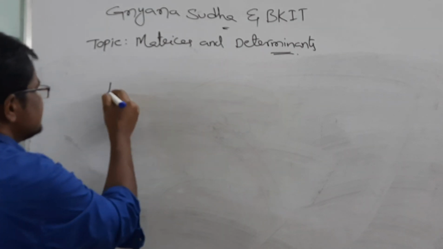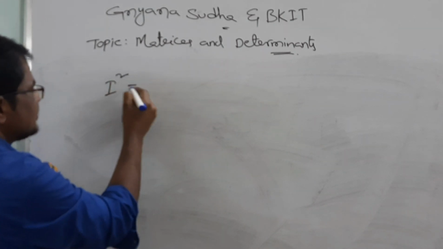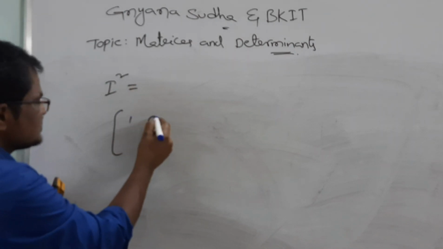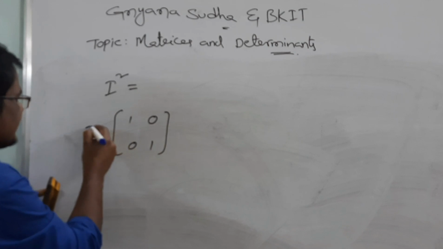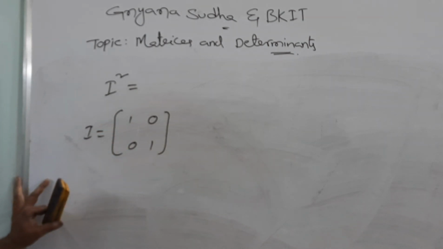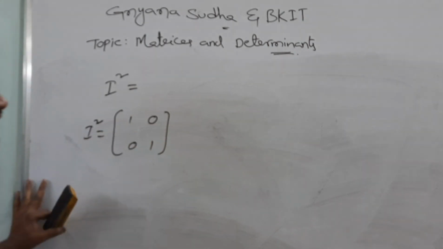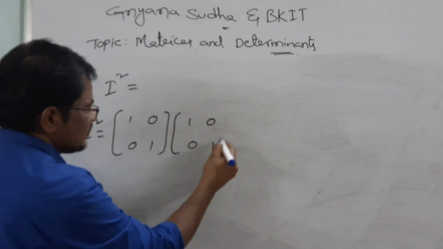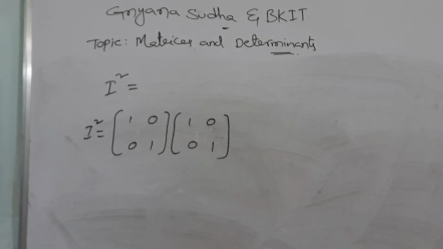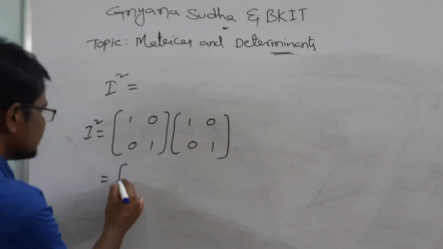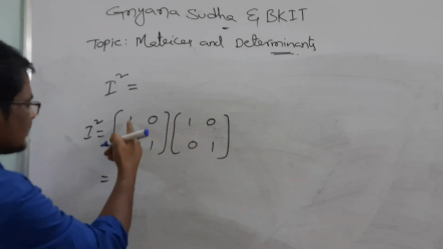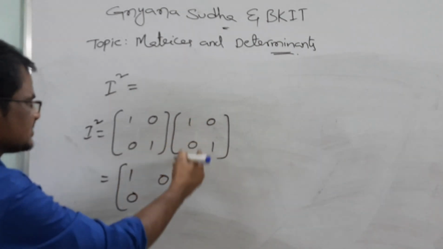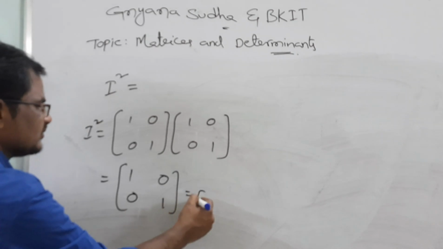I square is there. So I equal to the identity matrix. Suppose you take 1 0, 0 1, it is the identity matrix of order 2. Suppose you want I square, it means 1 0 0 1 and 1 0 0 1. You have to multiply these two. So what will we get? First row with first column 1, first row with second column 0, second row with first column 0, second row with second column 1. I only will we get.